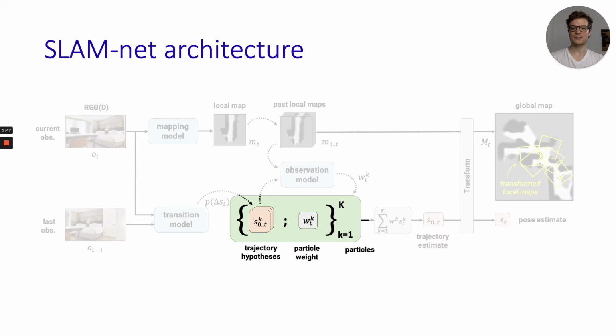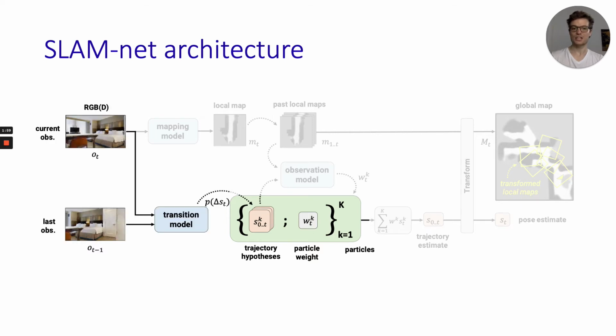The core is a set of k-weighted particles, where each particle is a hypothesis for the robot trajectory, and the particle weight represents how likely a hypothesis is. With each new observation, particle trajectories are extended with samples from a transition model, which is a learned CNN estimating relative motion between frames. Another CNN, called a mapping model, predicts a local map, and the local map is added to a collection. These local maps are learned latent features organized into a 2D grid, and optionally they can be supervised with occupancy grids as well.